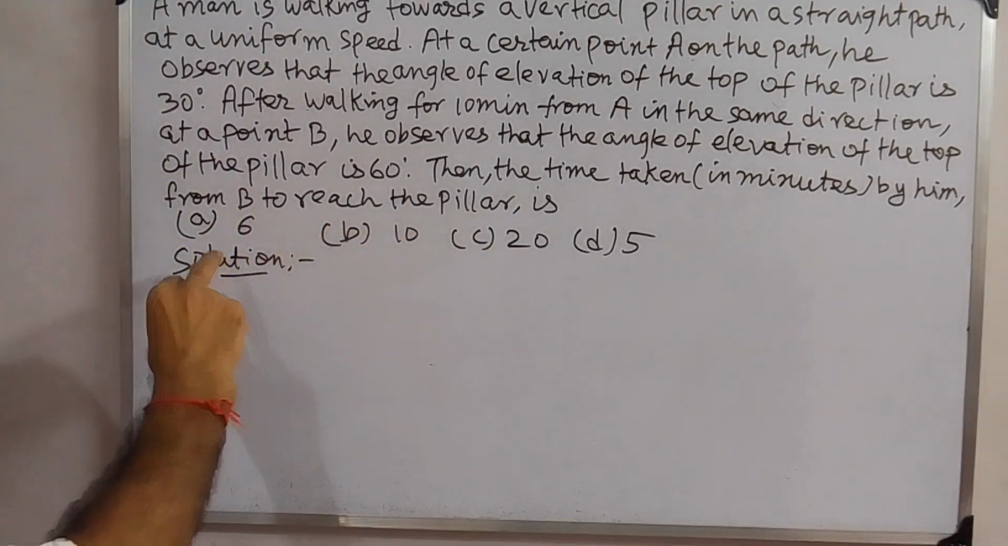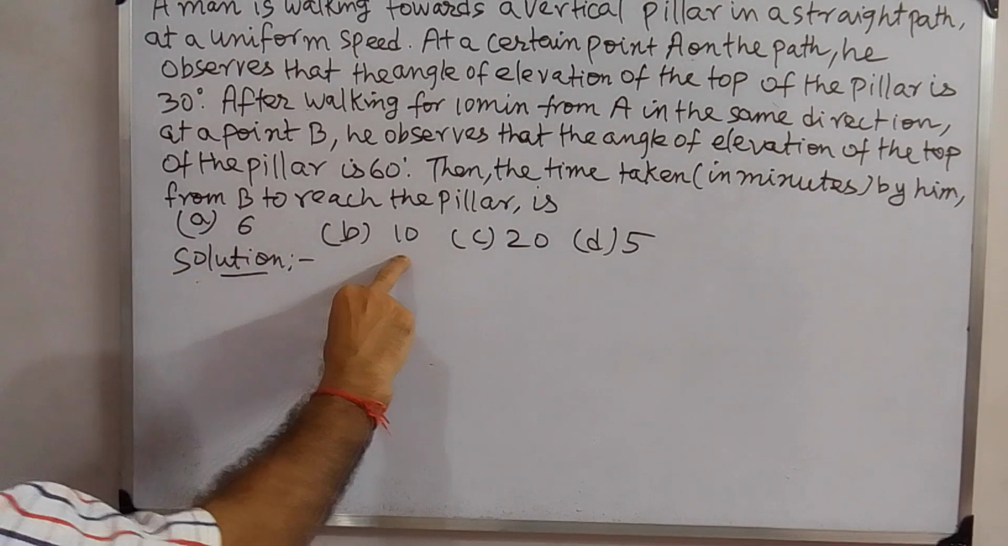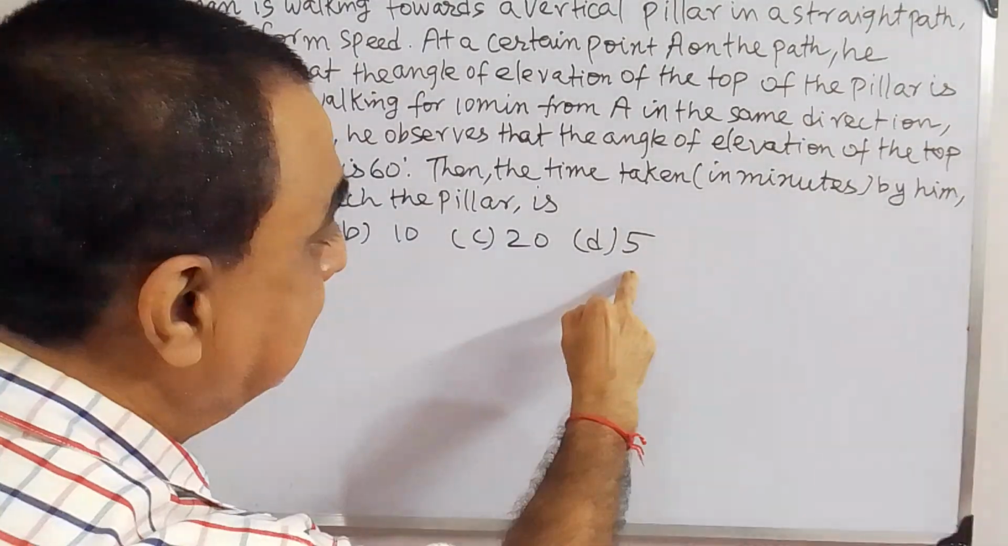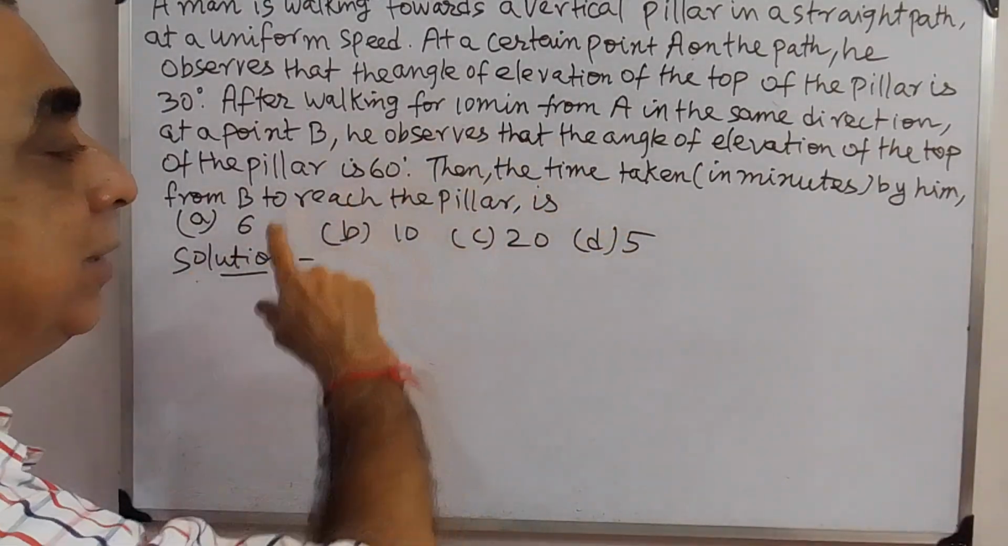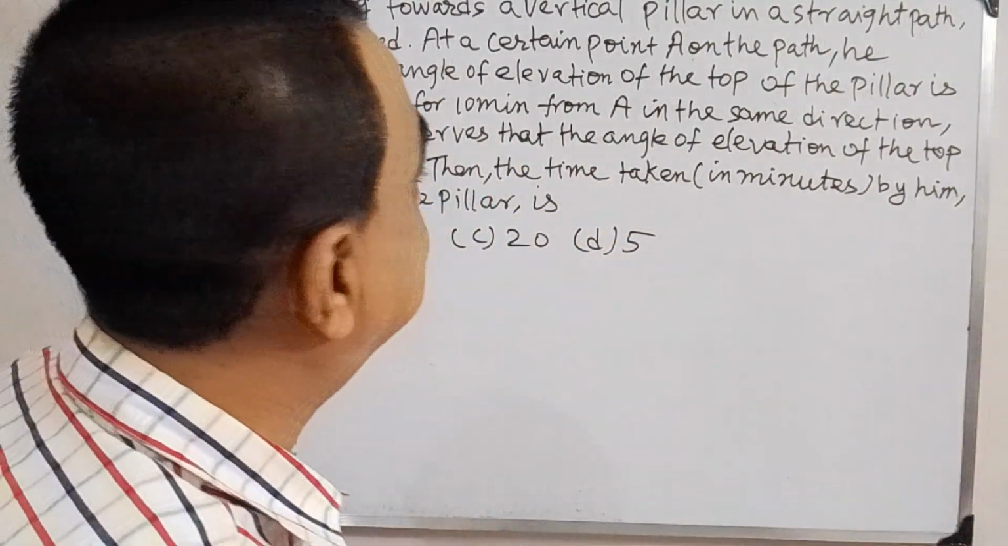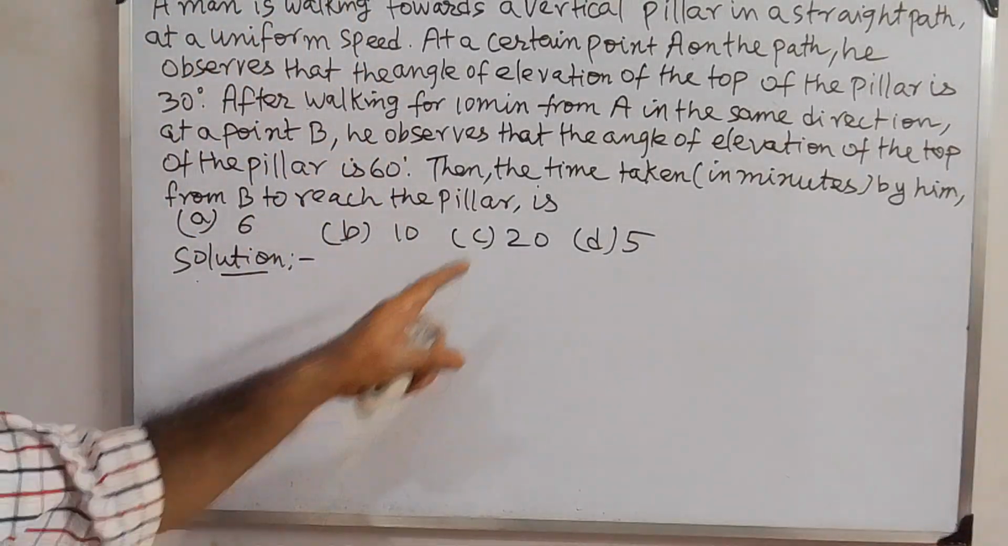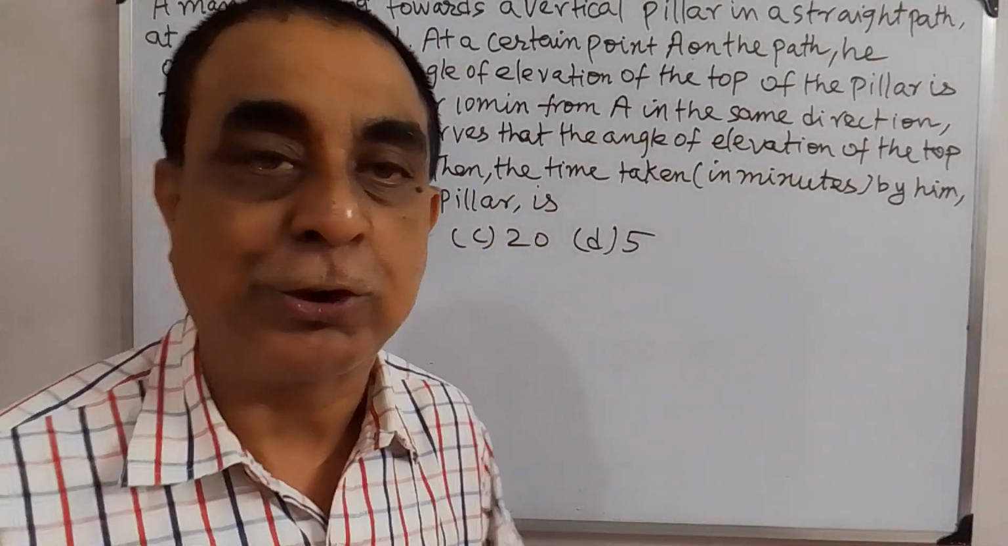So the given four options are A 6, B 10, C 20 and D is 5. Out of these four given options, only one option is correct for the given question and we have to find that correct option.